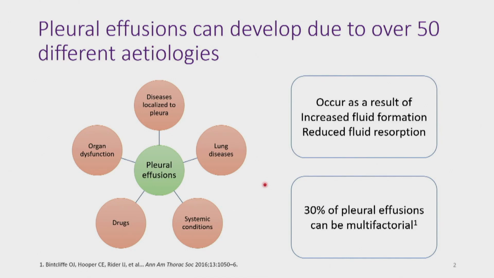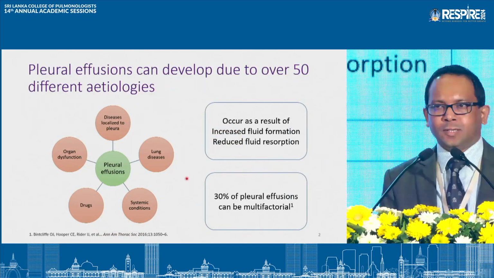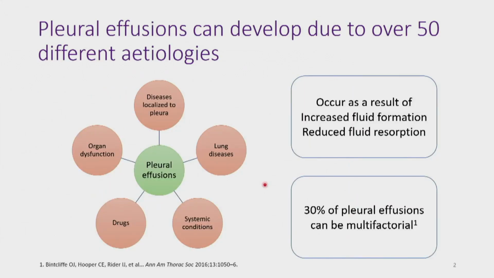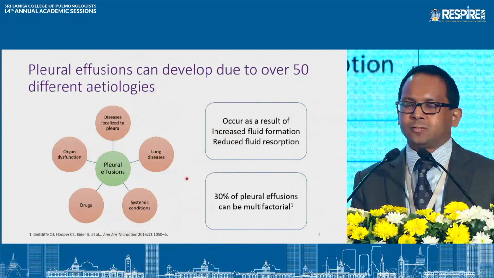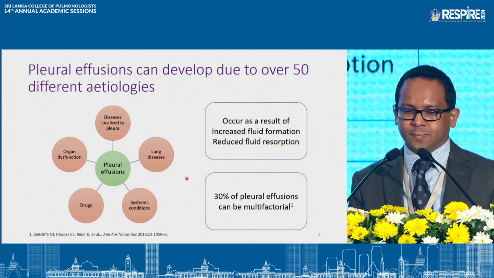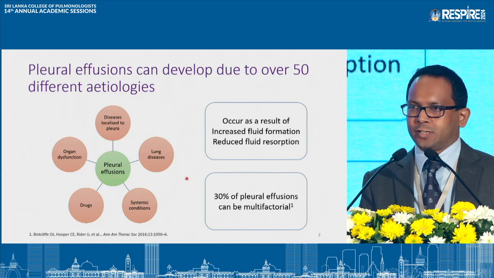So I think we all know that pleural effusions are common, and there's a widespread etiology. Over 50 to 60 different etiologies have been described. Pleural effusions can occur as a result of diseases localized to the pleura, such as mesothelioma, underlying lung diseases like lung cancer, pneumonia, etc., systemic conditions like connective tissue disorders, SLE, rheumatoid arthritis, a multitude of drugs, and organ dysfunction, which is a common cause of pleural effusion. Most commonly heart failure, renal disease, and liver disease. And what's interesting is that up to 30% of pleural effusions can actually be multifactorial.